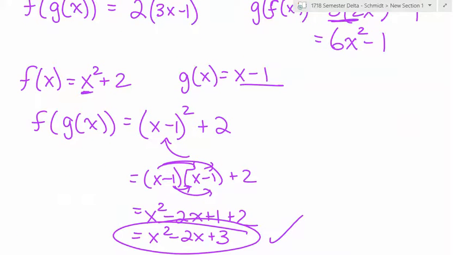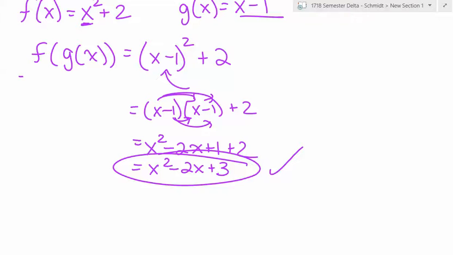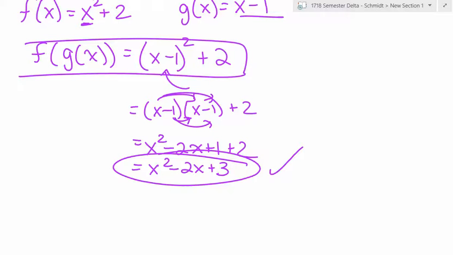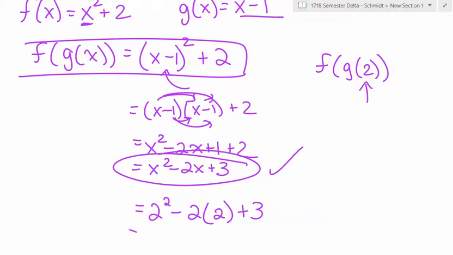Oh, wait. One more thing. I could ask you, so say we were doing this question, I could have said, what's f of g of 2? And then all you'd have to do is sub a 2 in for x. So you just go to your equation, sub a 2 in, so 2 squared minus 2 times 2 plus 3. So 4 minus 4 plus 3 equals 3. And that's it.